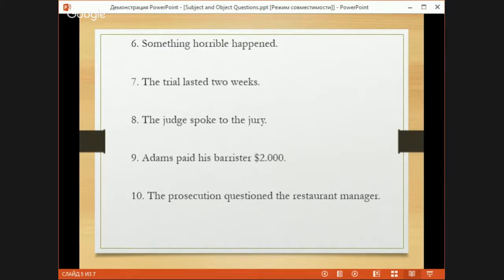We ask the question about object. The next one. Something horrible happened. We need to ask a question about something. What happened? Very easily. The trial lasted 2 weeks. We ask about 2 weeks. So this is this object. How long did the trial last?